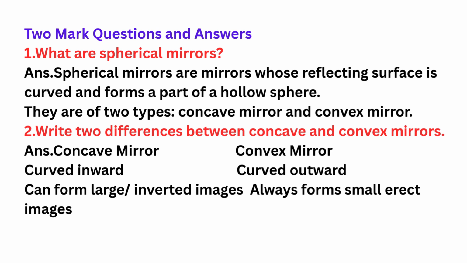Question number 1. What are spherical mirrors? Answer. Spherical mirrors are mirrors whose reflecting surface is curved and forms a part of a hollow sphere. There are two types of spherical mirrors. One is the concave mirror and the other one is the convex mirror.